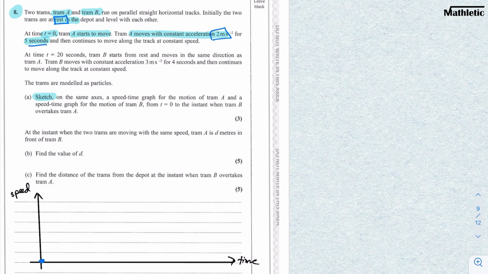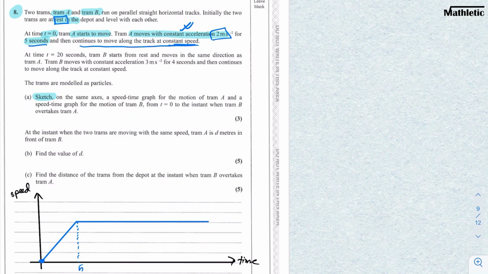Since it's moving with constant acceleration, we should draw a straight line over here for time up to 5 seconds. Next, it continues to move at that same speed. So that's why we will just draw a horizontal line, because velocity is not increasing or decreasing. Speed is constant, so it should be a horizontal line. There is no increase or decrease in the speed.